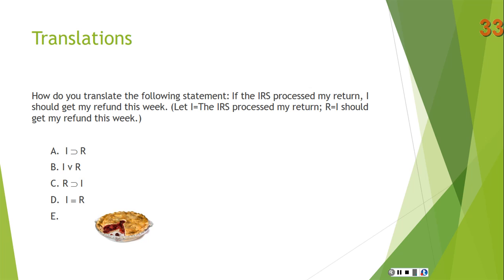What D says, if you translated it back into English, is, if the IRS processed my return, I should get my refund this week. Excuse me, let me say that again. I got it a little inaccurate. So what the biconditional says, if you translate it back into English, is this: if the IRS processed my return, I should get my refund this week, and if I should get my refund this week, then the IRS processed my return. That's what it should say. And then E is not correct because it's a picture of a pie. I mean, come on.